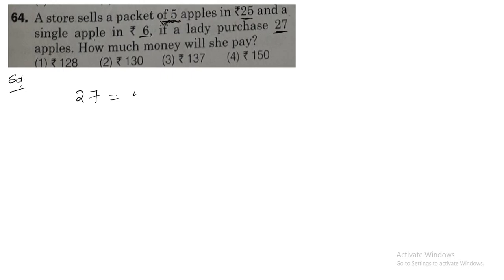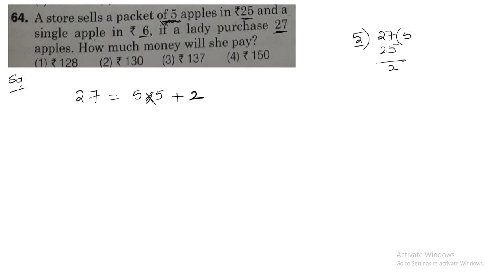So this 27 I can write as 5 into 5, so 5 5s are 25, plus 2. So 5 into 5 plus 2. You can directly apply the condition of division, because in each packet you are having 5 apples. So divide 27 by 5. Then what am I going to have? 5 5s are 25, followed by 2 as the remainder.